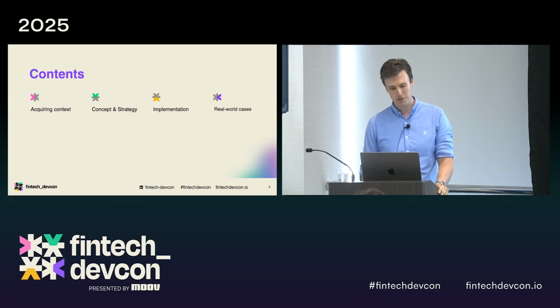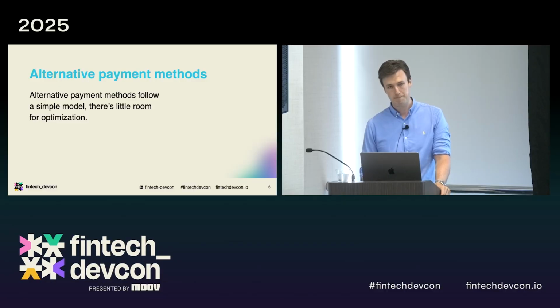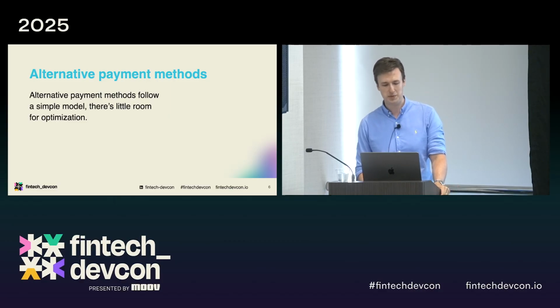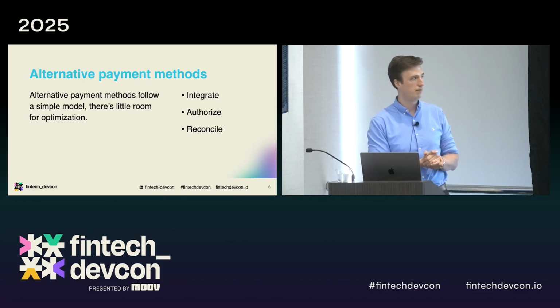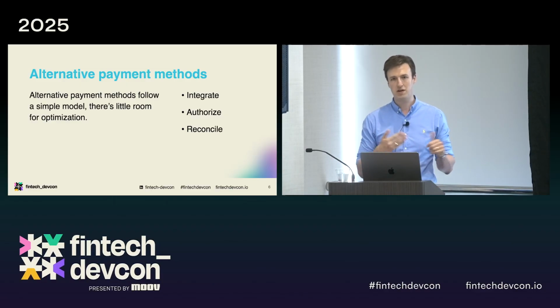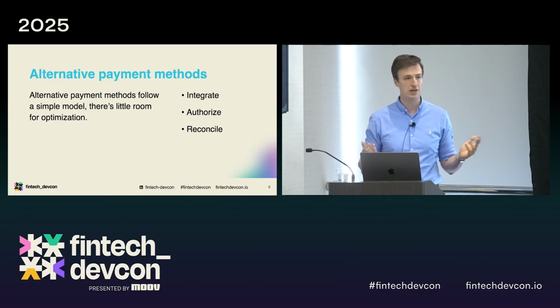All right, without further ado, let's start off with the acquiring context. I want to first cover the payment lifecycle for alternative bank and card payment methods. Starting with alternatives, generally, they follow a relatively simple model, right? There's very little room for optimization, again, generally speaking. So what you do as either a merchant or a processor, you integrate with them, and after the integration, you can start authorizing payments for your merchants, and then you reconcile in the back.